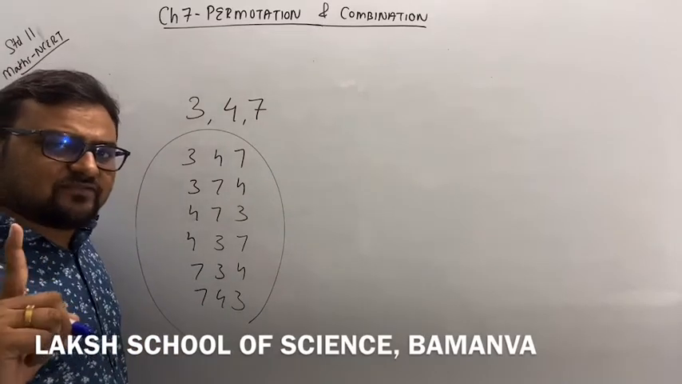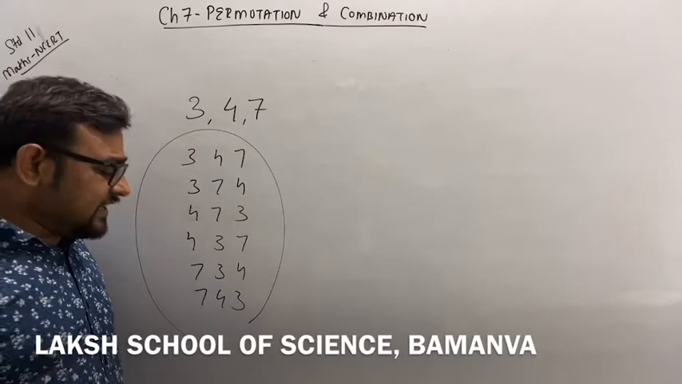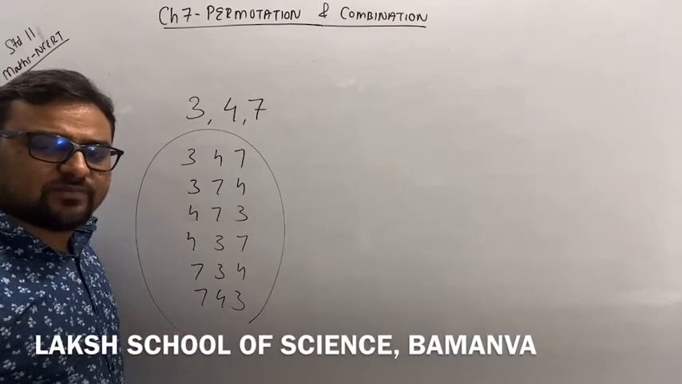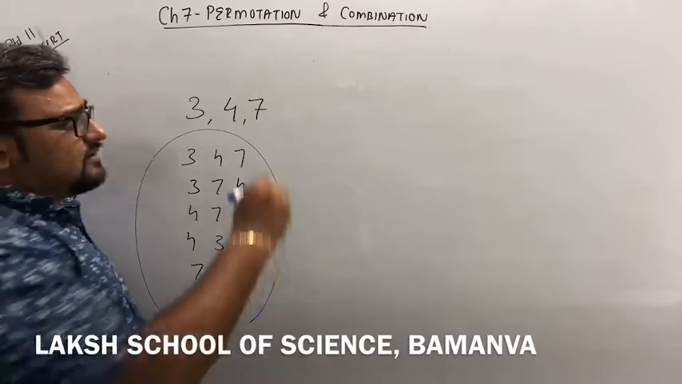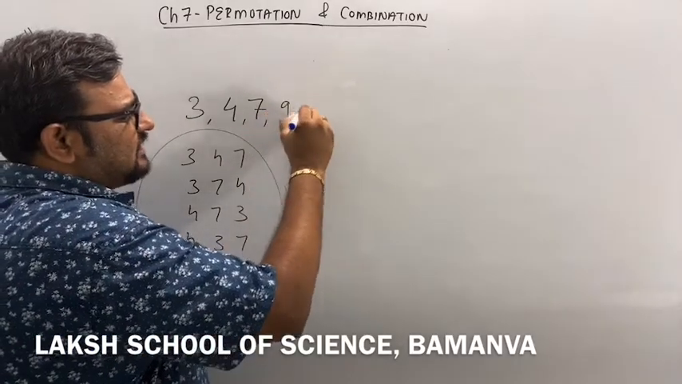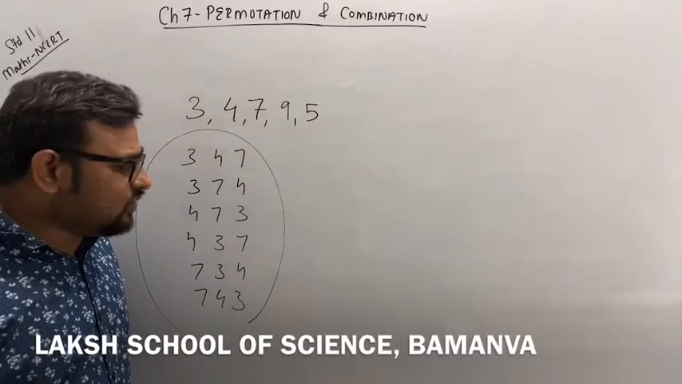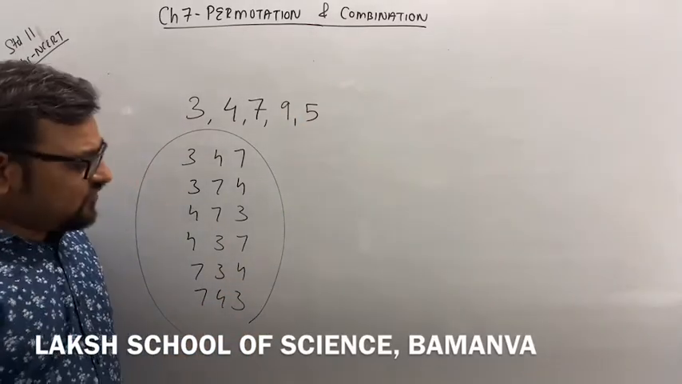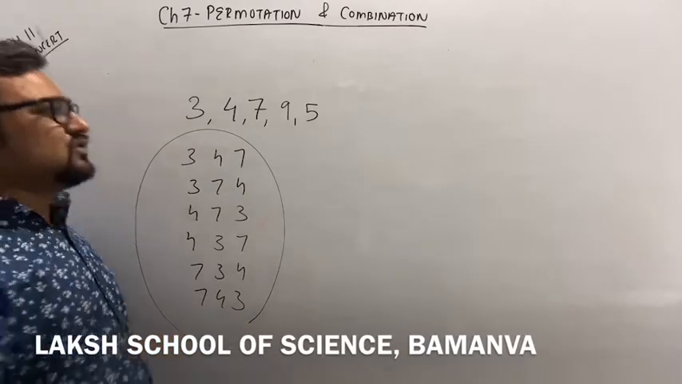Try by yourself. You will not get more than six. These are the only six numbers. So you can form six numbers. But if it were 9, 5, now it will be a lengthy method if you're using this way. So let's give you a shortcut.